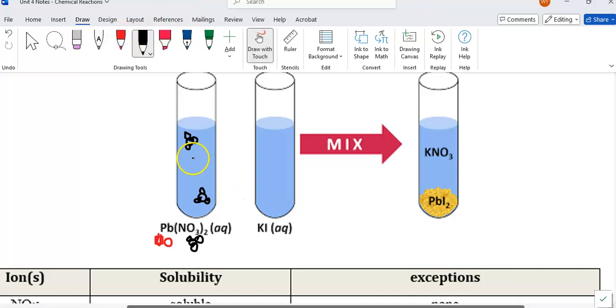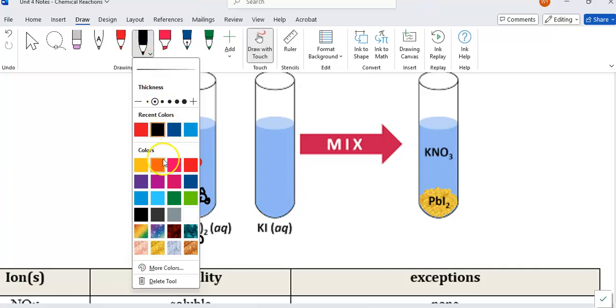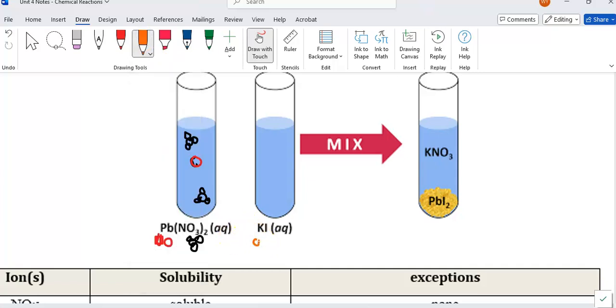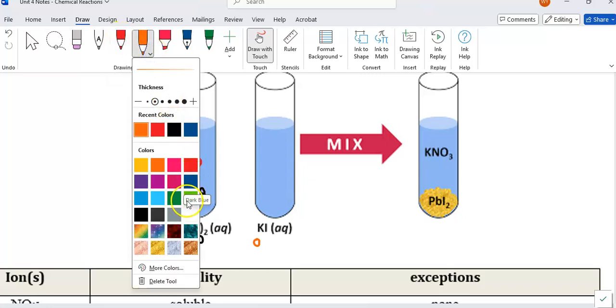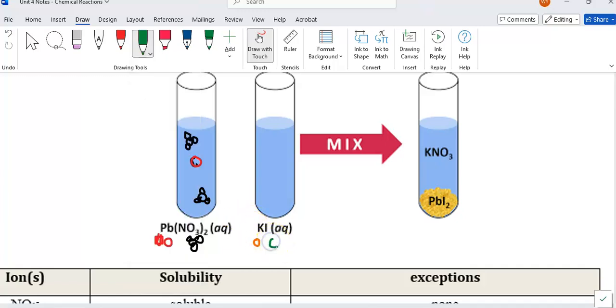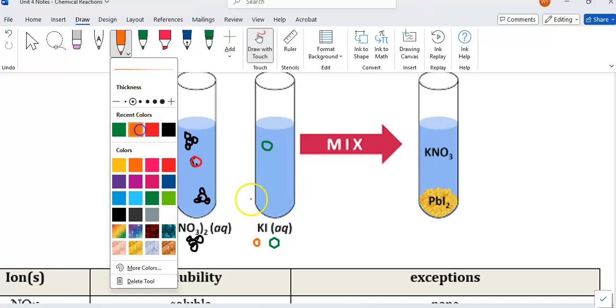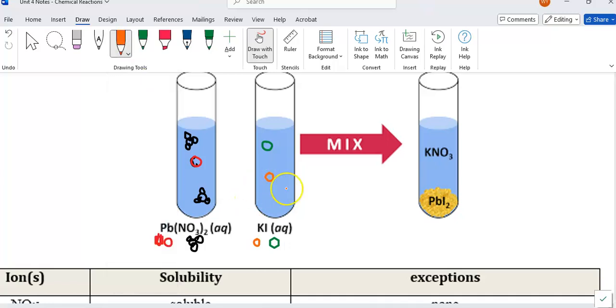So we'll go back to red for Pb2+. Okay, so that's what we mean by aqueous. They're separate. Now, if I switch over to, we'll go with orange for K, and we'll go with green for I. And these guys are also aqueous, so that means I've got an iodide, and I've also got an orange potassium. And again, they're separate from each other. They're floating around the solution, separated by water molecules.